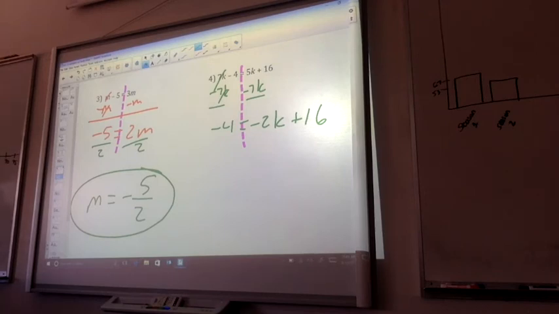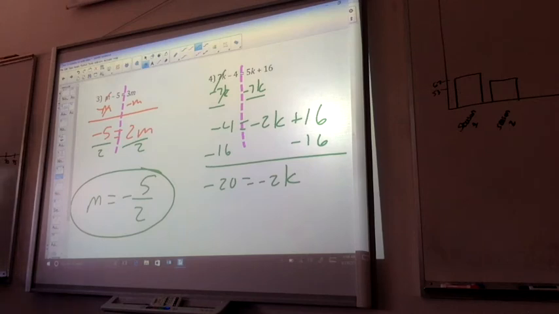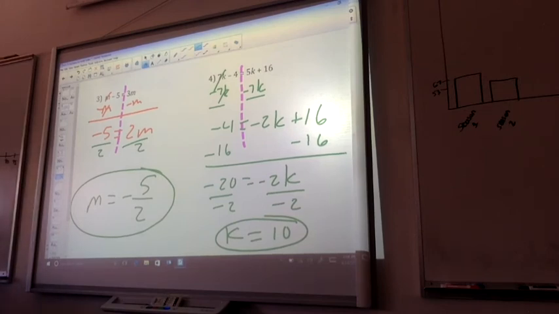Go ahead, subtract the 16. Perfect. Nice job. Subtracting the 16, I get negative 20 is equal to negative 2k. And last step, go ahead. Divide by the negative 2. Negative 10. And we'll keep the math people happy by doing a little flip-flop at the end. That's it. So that happens when you have a variable on both sides.